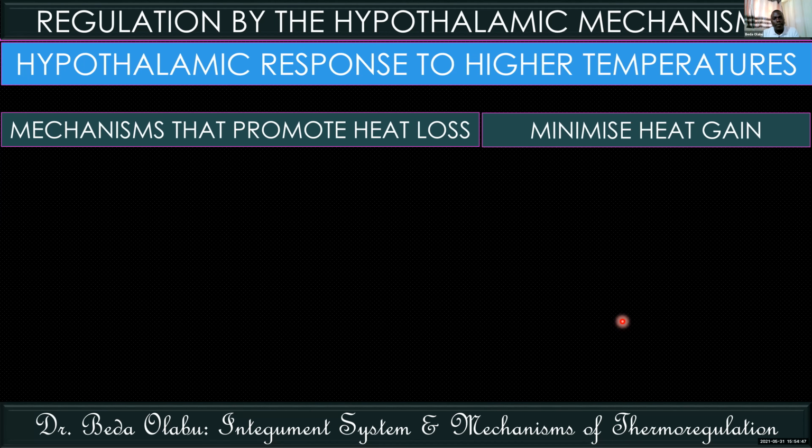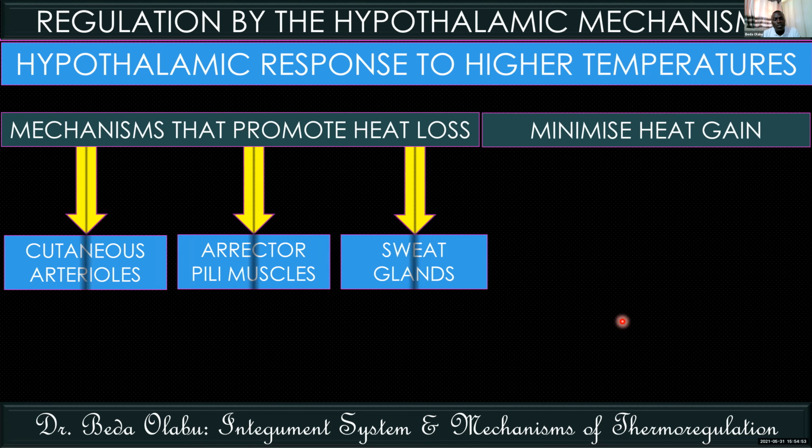So these are the two umbrella mechanisms that the hypothalamus will use in response to high temperature. So again, the target organs for mechanisms of promoting heat loss will be similar to the target organs of mechanisms of conserving heat.